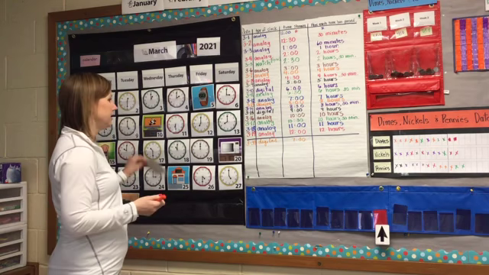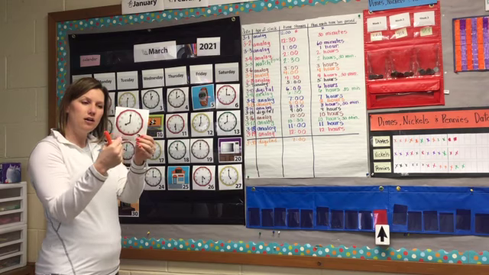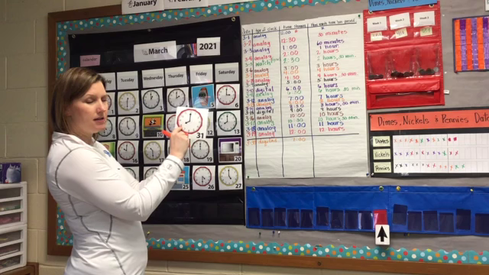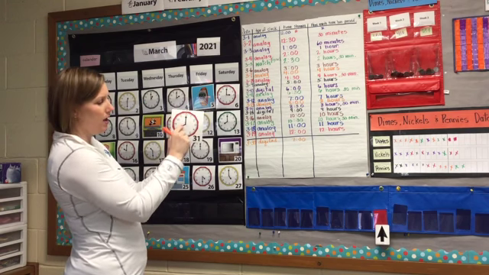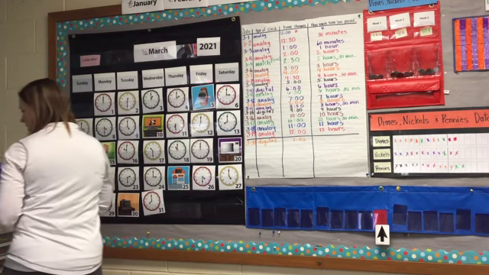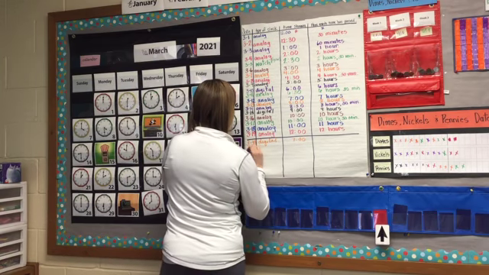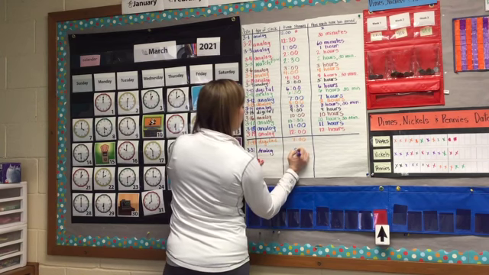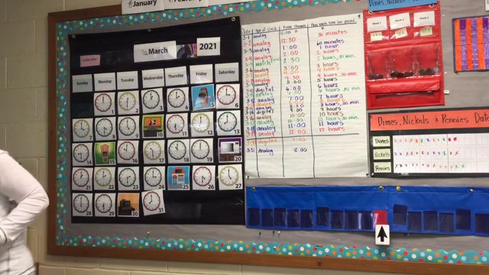All right, and then today, if we take a look at our calendar card, it's an analog clock, and you can see the little hour hand is pointing to the 8, and the minute hand is up on the 12, which means o'clock. So 8 o'clock for today, March 31st, the last day of March, and it's an analog clock, and it was 8 o'clock.